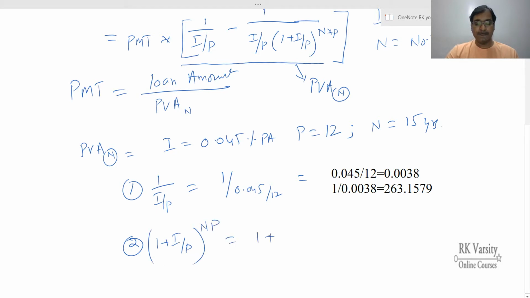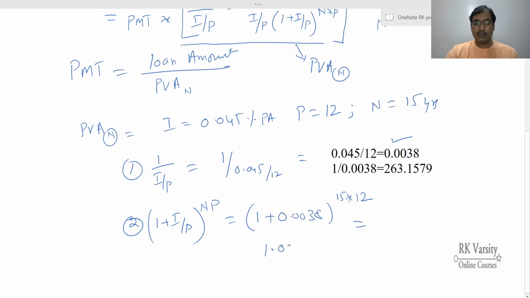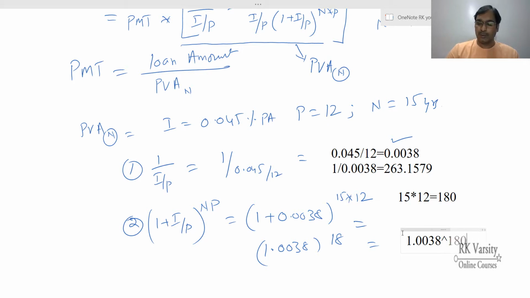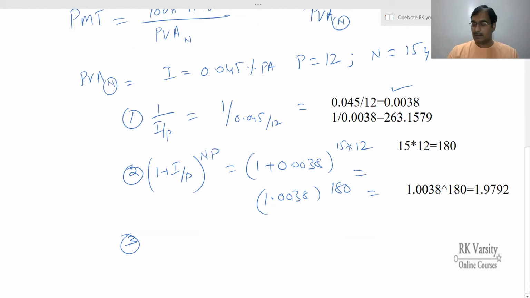Then we'll calculate (1 plus I upon P) raised to the power of n times P. This equals 1 plus 0.0038, raised to the power of n times P, that is 15 years times 12, 15 into 12, which equals 180. So 1.0038 to the power of 180 is 1.9792.